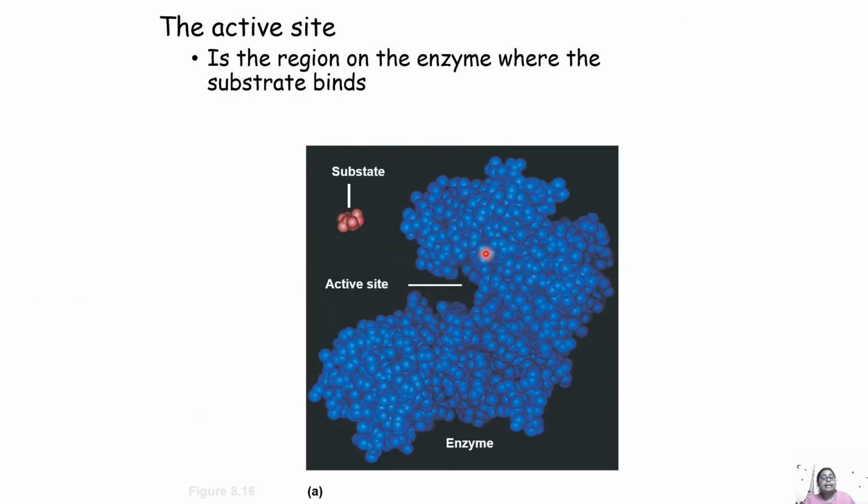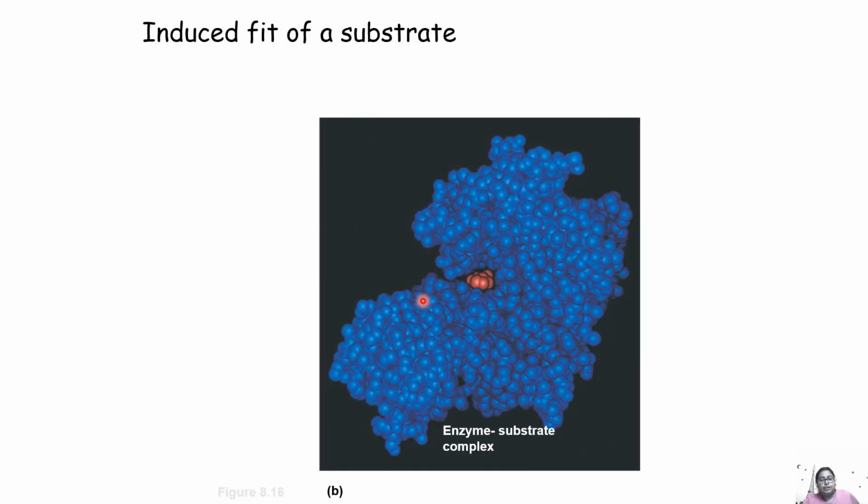Okay, there is an active site in the enzyme. The active site of the enzyme is the region on the enzyme where the substrate will bind. If this is a substrate, this is the enzyme, you can call this the active site. The substrate will come and bind over here. Okay, so induced fit of a substrate. This is how the substrate will bind and the enzyme will be induced, so this is called the induced fit of the substrate.